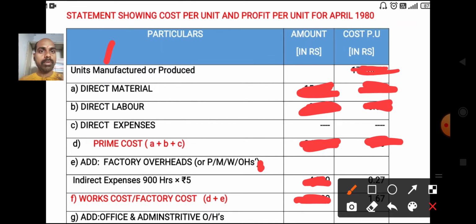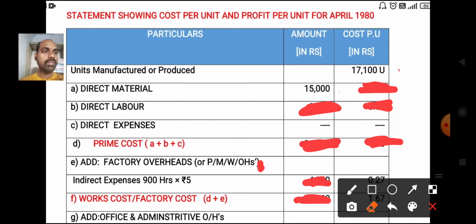आप चाहे तो यहाँ पे प्रोडक्ट का नाम भी लिख सकते हैं, प्रोडक्ट बी, but it is not required. See what they are saying. Units manufactured or produced 17,100 units. Direct material is given as rupees 15,000.